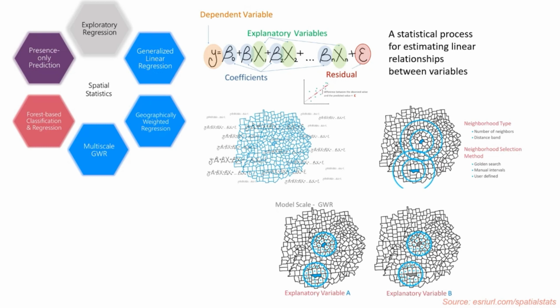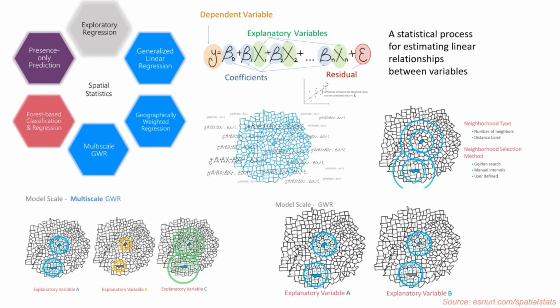And we also have multi-scale GWR. The difference between these two analyses is that the neighborhood size or the distance band for all the explanatory variables will be the same in case of GWR, whereas in multi-scale GWR, you can have different neighborhood sizes.